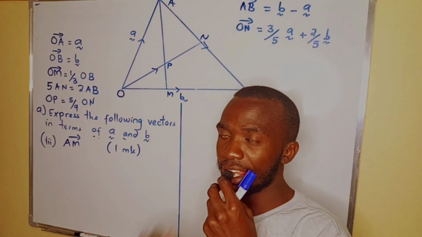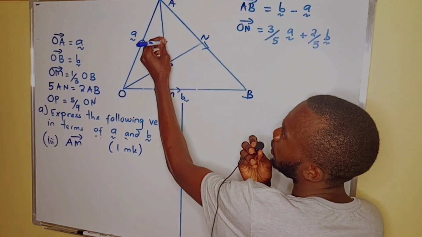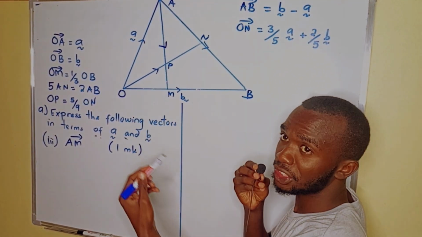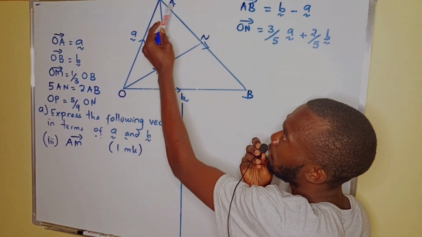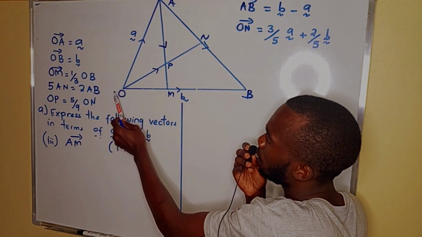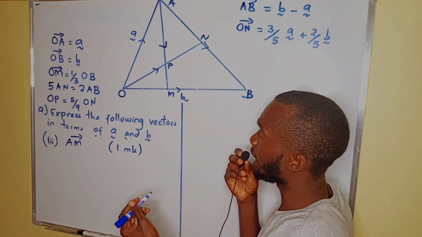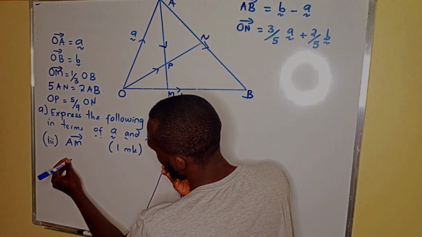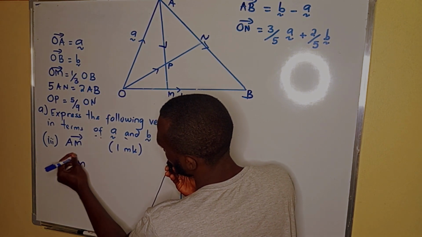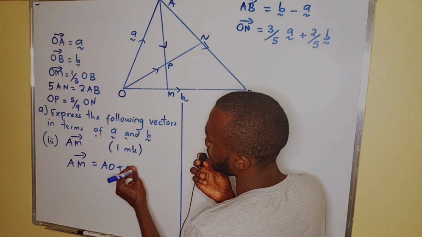Now again, vector AM in terms of A and B. We want to move from A to M. So for us to reach AM, for us to move from point A to M, we can move from A to O, then from O to M. That one gives us the vector AM. So this is the same as AM is equal to AO plus OM.